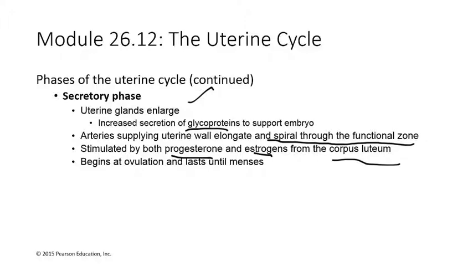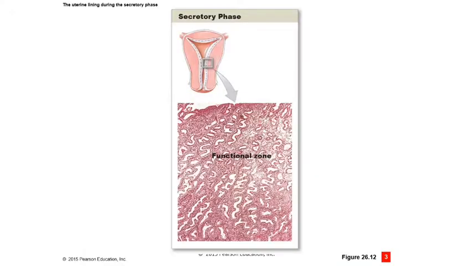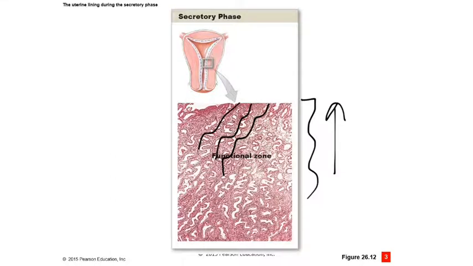So in the ovary, we refer to this as the secretory phase. Why? Because the corpus luteum is secreting hormones. Those hormones are acting on the uterus to maintain the functional zone. And this will begin, the secretory phase will begin at ovulation and be going on until menses begins once again. So during secretory phase, if you were to compare this picture, you can see that the functional zone is much, much thicker. And you can see a lot of these with squiggles in here. And those squiggles represent those spiral arteries.